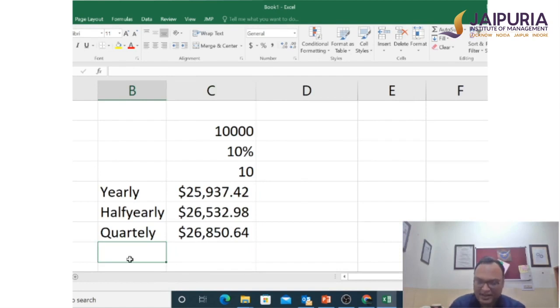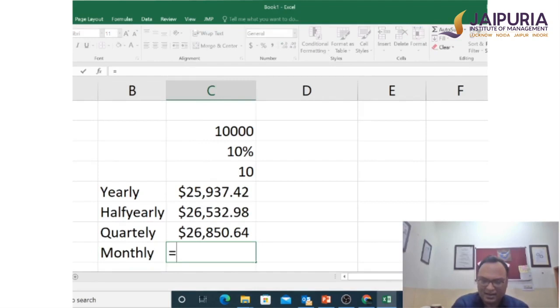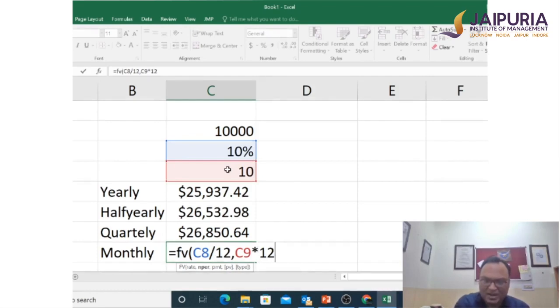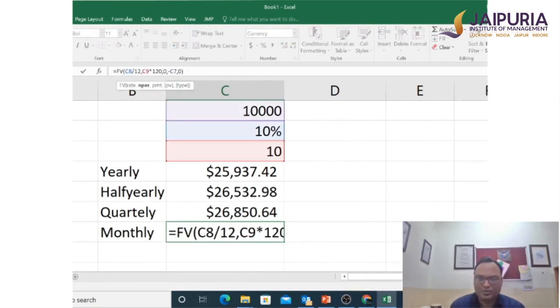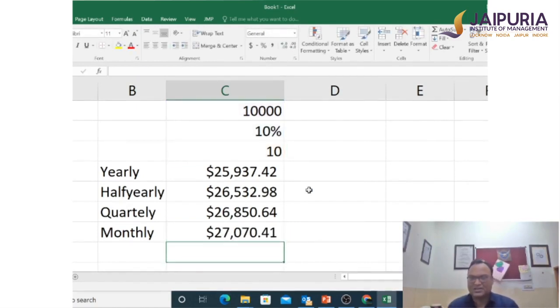Let me do this for monthly compounding now. So monthly compounding, again future value, rate is 10% divided by 12. Now in 10 years how many months will be there? There will be obviously 120 months, so multiply by 12. PMT remains 0, present value is minus 10,000, and type will remain 0. Oh sorry, it is 120, it should be 12. So it's 12, and therefore this is the amount which is here.